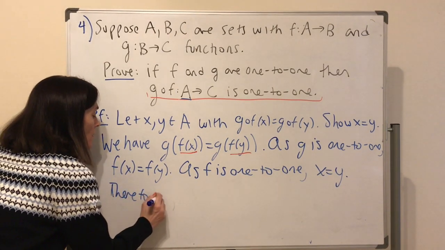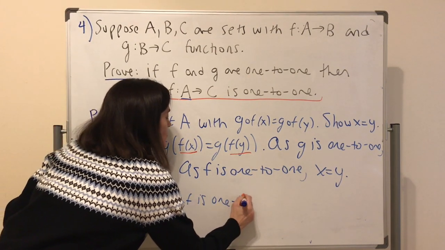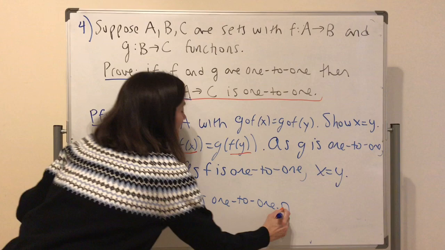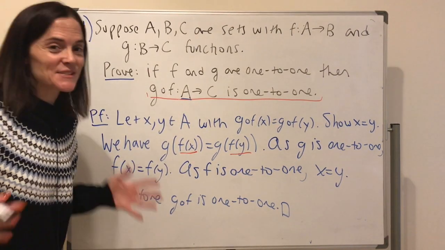So therefore, we have G compose F is one-to-one. And that's the end of this proof. And that's the end of this extra review.